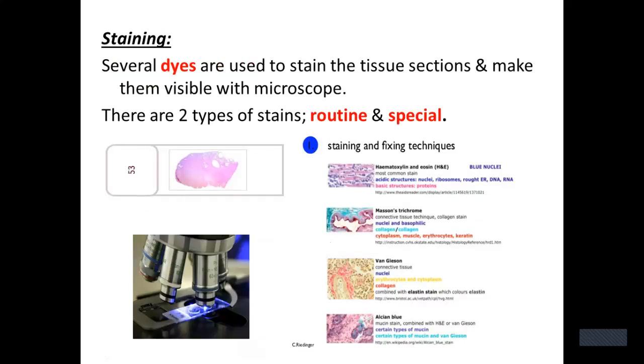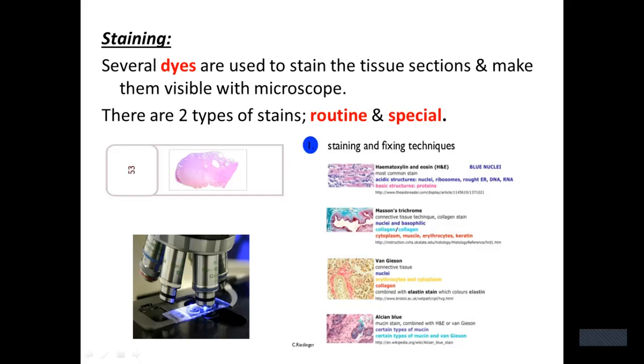Another step which is very, very important is staining. Several dyes are used to stain the tissue section and make it visible with the microscope. Why is staining done for the tissue? Because most of the cells in the body are colorless. For this, staining is very important, to make the tissue visible by the light microscope. There are two types of stain: routine stain and special stain.